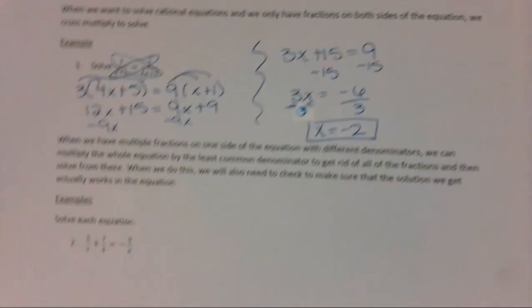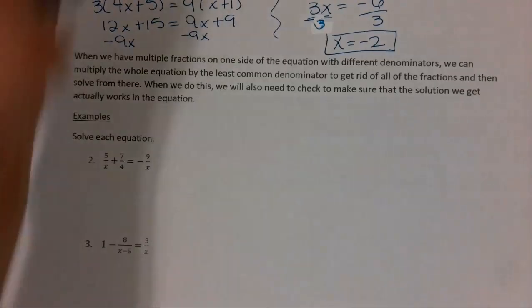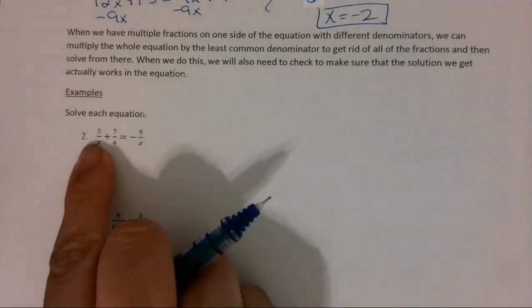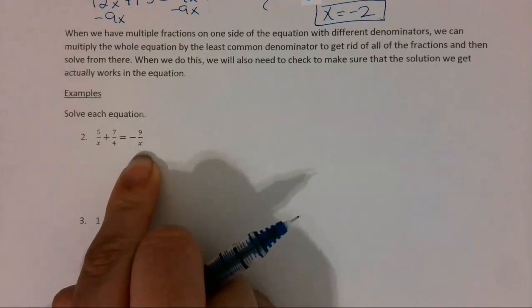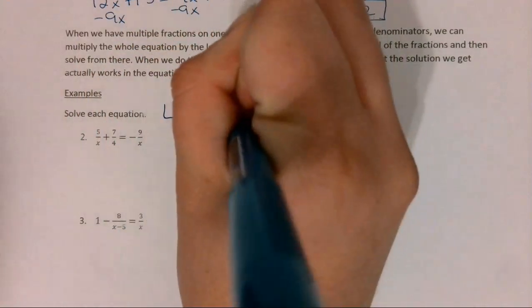Okay, when I'm working with more than one fraction on each side of the equation, what I want to do here is find the LCD, so the lowest common denominator, the smallest value that all of my denominators multiply into, and then I'm going to multiply my whole entire equation by that value. So if I take a look at number 2, this has an x, this has a 4, and this has an x. The smallest thing that 4 and x both multiply to is 4x, so my LCD here is 4x.